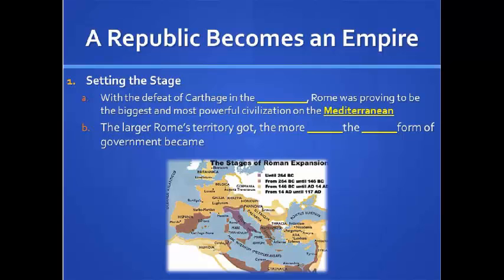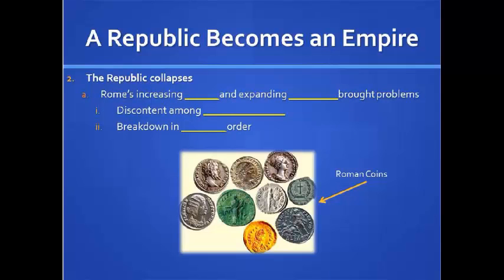A republic becomes an empire, setting the stage. With the defeat of Carthage in the Punic Wars, Rome was proving to be the biggest and most powerful civilization on the Mediterranean. The larger Rome's territory got, the more unstable the republic form of government became. As the territory got bigger, it got harder and harder to rule. You have all these people that are way out, away from the center of Rome, all these different provinces away from Rome, and the further they got, the bigger problems they had. And this is typical of a lot of empires and countries as well, even the United States at times in the past.